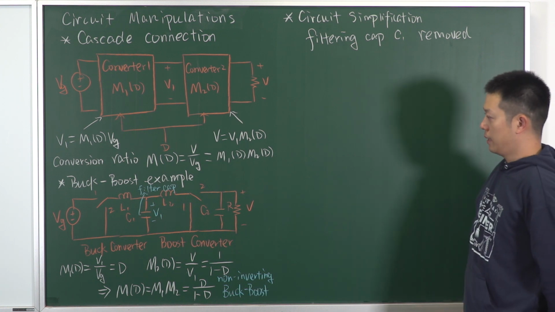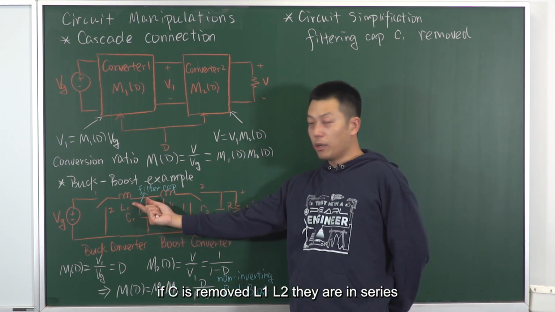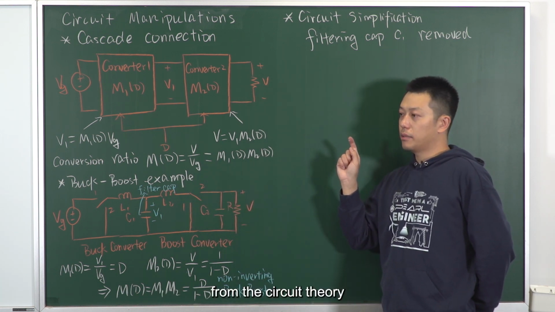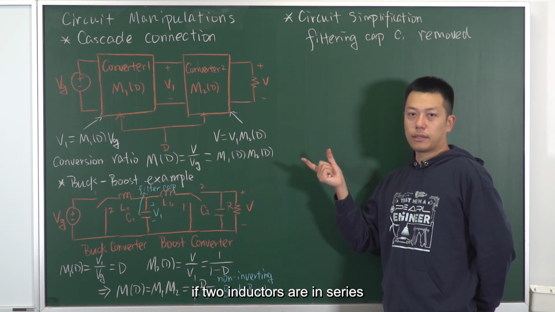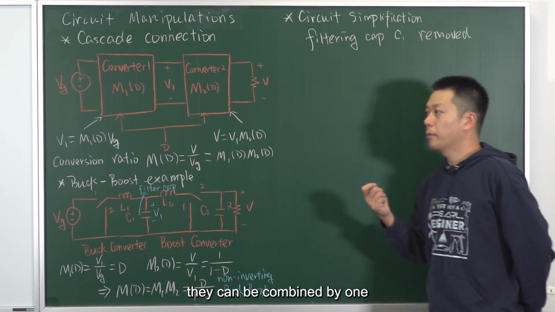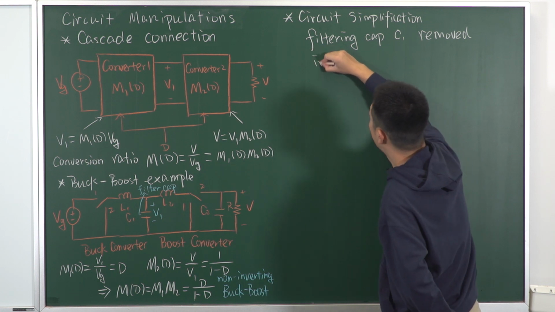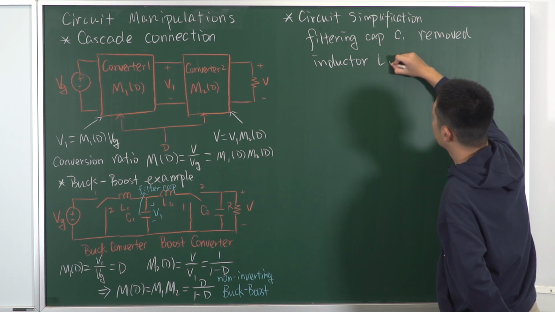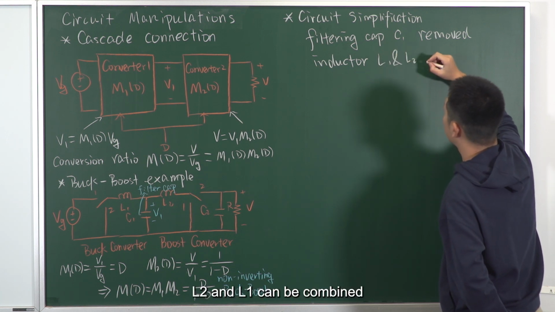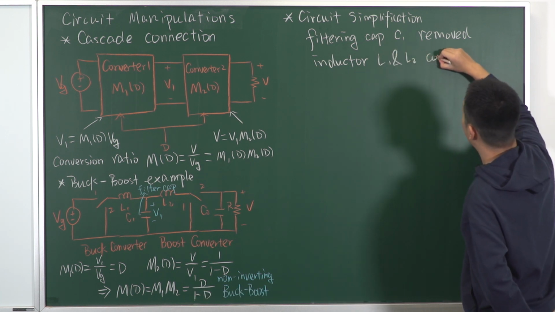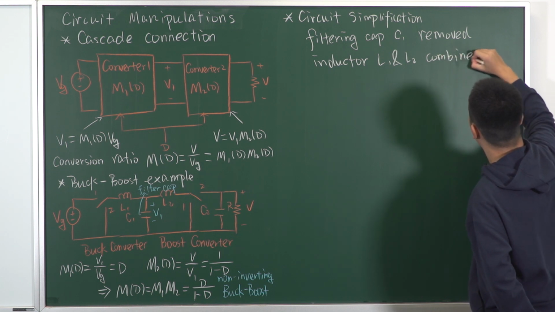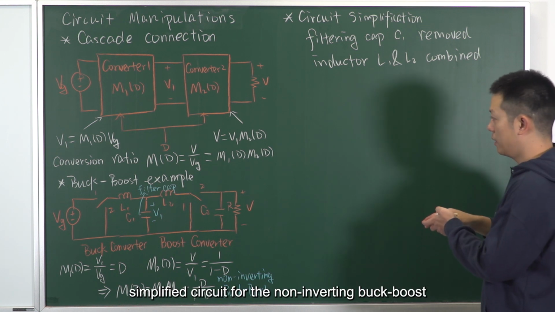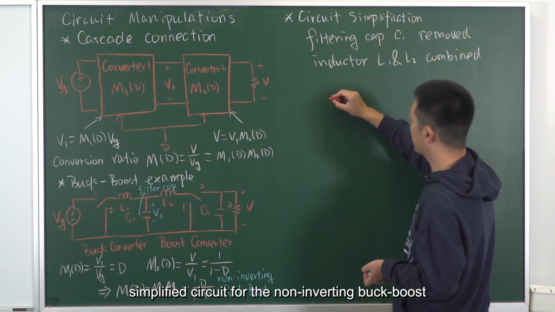Step 2, if C1 is removed, L1 and L2 are in series. We learn from circuit theory that if 2 inductors are in series, they can be combined into 1. So inductors L2 and L1 can be combined.